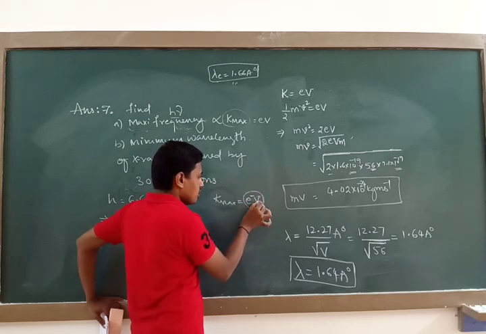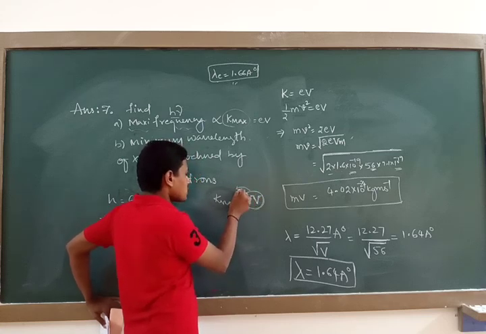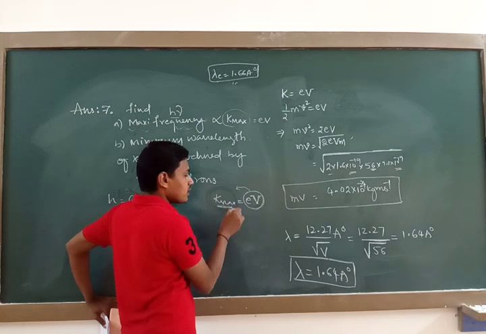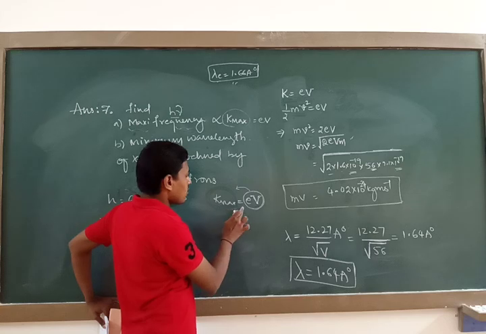This term EV is referred to as the electrostatic potential energy of the electron, and this electrostatic potential energy is completely converted into kinetic energy in order to repel the collector plate. So that is the reason Kmax is equal to EV.